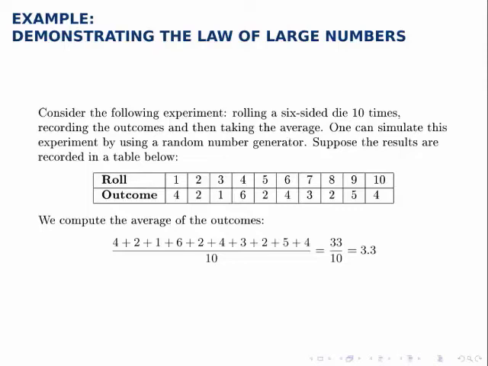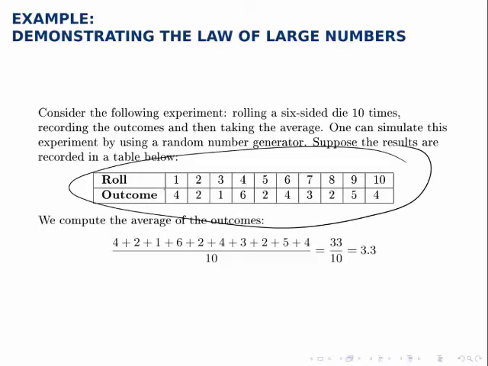Here, though, we'll illustrate this law. So consider this experiment. Let's roll a six-sided die over and over again and take the average of the results that we get. For instance, for the first 10 results, we might get something that looks like this table, where we get a 4 the first time, then a 2, then a 1, then a 6, and so on and so forth.